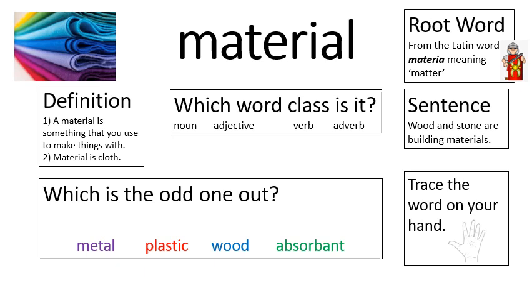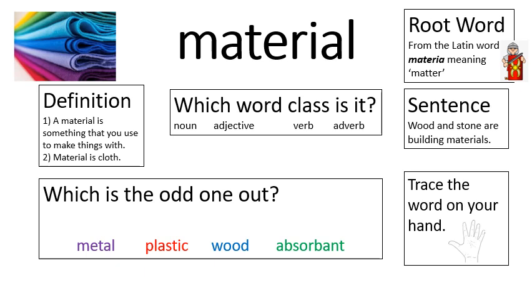So I did help you with the definition, or one of the definitions of the word material on the previous slide. Material is something that you use to make things with. And the second definition is material is another word for cloth. So the picture I've used for these slides is that second definition, a pile of cloth there, which is another word for material. The word class is noun, because material is a thing that you can touch and hold.